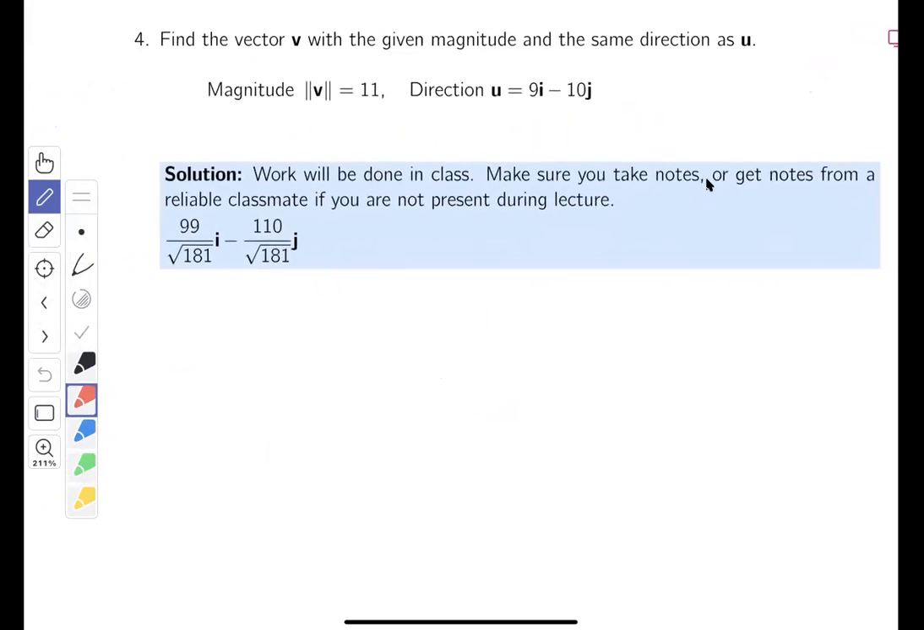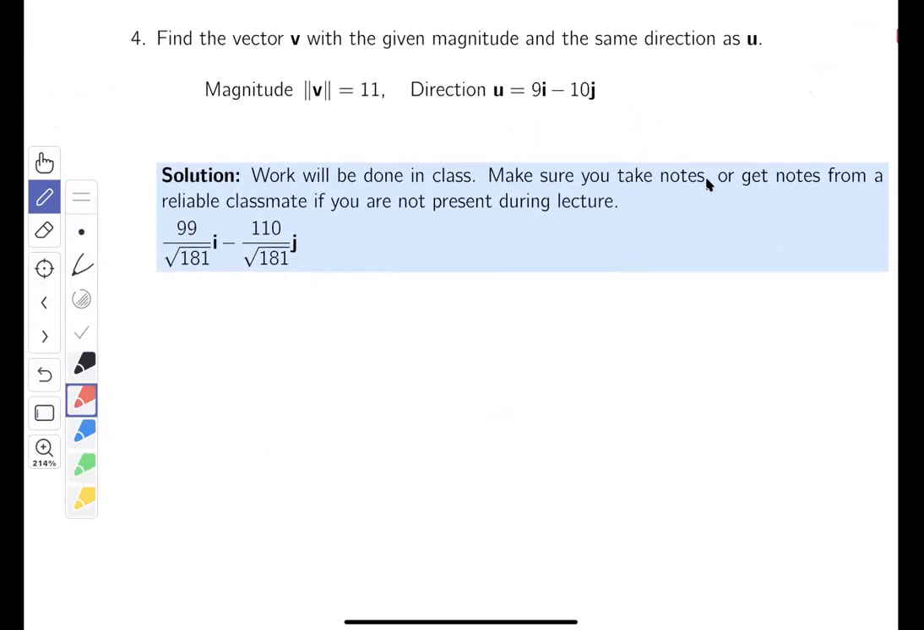Okay, number 4 says, find the vector V with the given magnitude and the same direction as U. Right now, I like to write U, not in multiples of I and J, but in component form. So in component form, what is it going to be? It's going to be 9, minus 10. All right. Now, the only thing I know about V, I'll write this down for you, is that V has 2 numbers in it. And what are those 2 numbers going to be? Well, I'm going to write down V1, comma, V2.